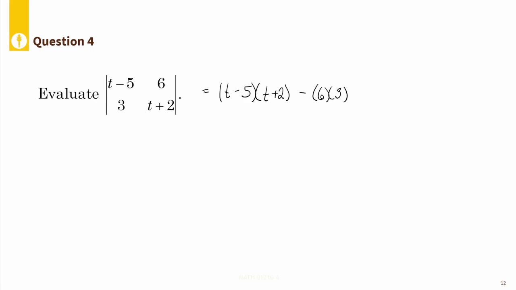T minus 5 times t plus 2 minus 6 times 3. T squared minus 3t minus 3. T squared minus 3t minus 28.